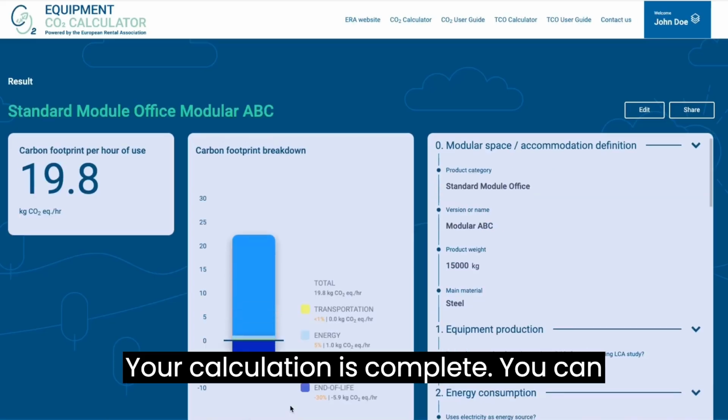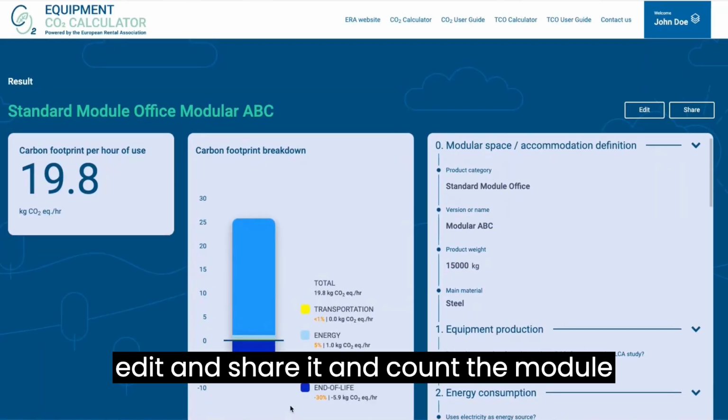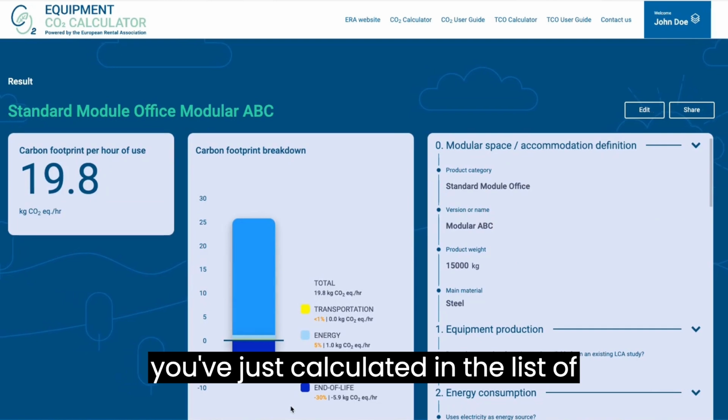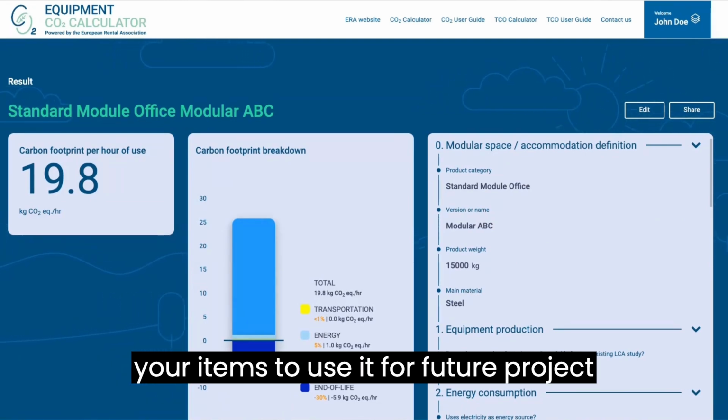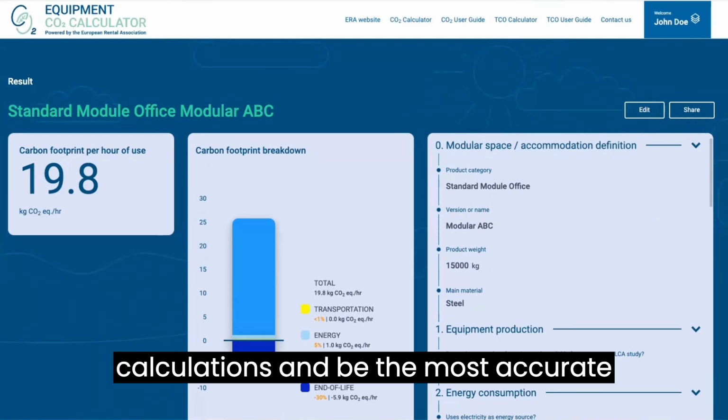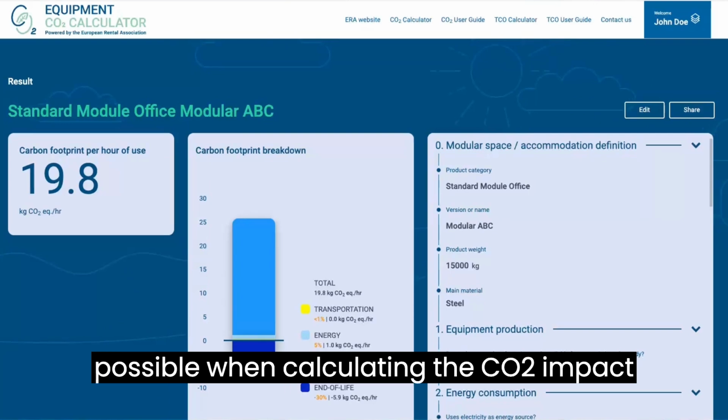Your calculation is complete. You can edit and share it, and count the module you've just calculated in the list of your items to use it for future project calculations and be as accurate as possible when calculating the CO2 impact of your job.